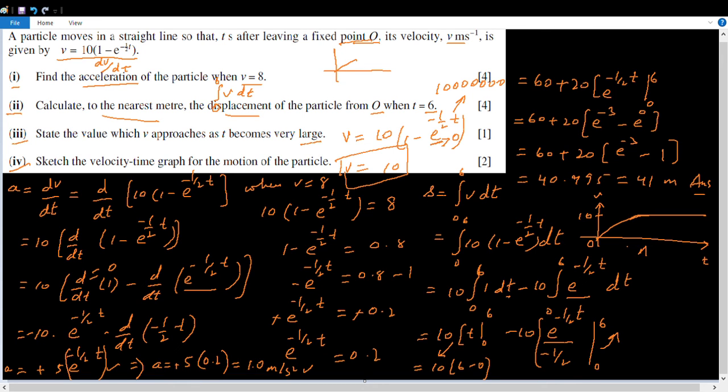So this is the answer of the fourth part. So I hope that you have understood it. I think the points are clear.